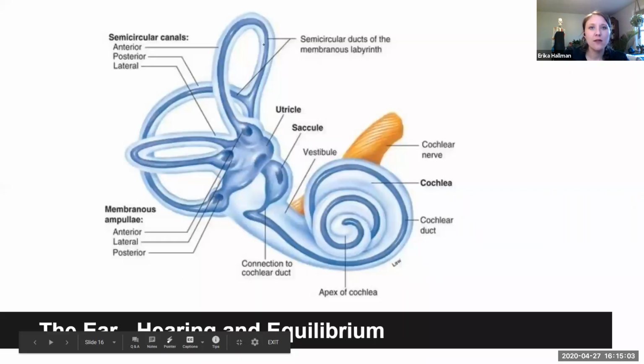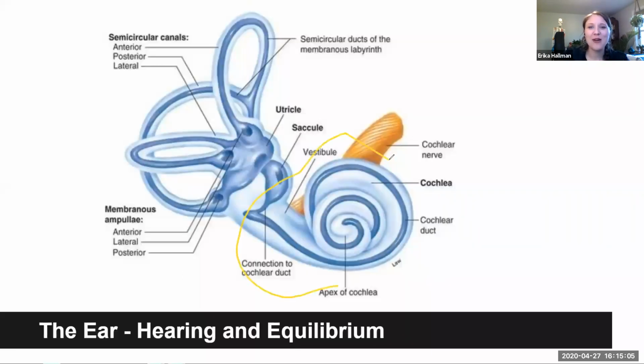Here we go. This part really has to do with hearing. Anything north of that or anything inferior to that is going to be really in charge of equilibrium. So we have these two structures here called the utricle and the saccule. These two structures are in charge of our equilibrium when we are standing. So this is non-movement equilibrium, like staying balanced if you are standing still.